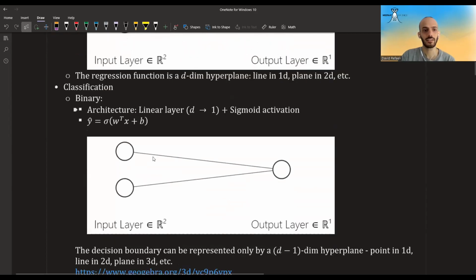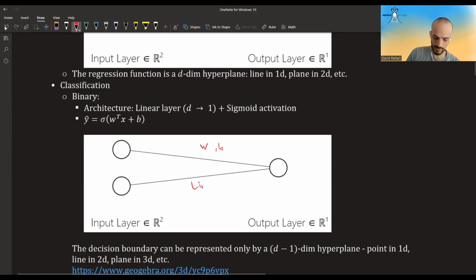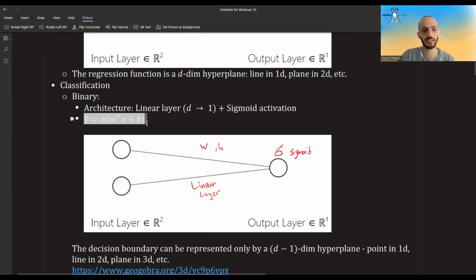For classification, it's the same architecture. We have some W and b here, some linear layer, but here we will add some activation function, let's say a sigmoid. The sigmoid will make sure that we are getting numbers between 0 and 1. And so this is the output of this 0 hidden layer architecture.